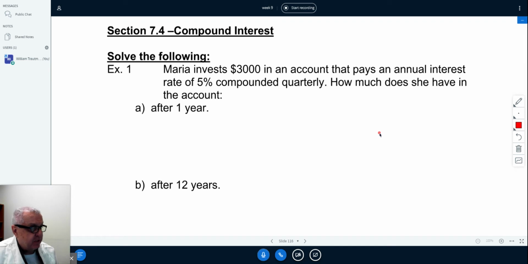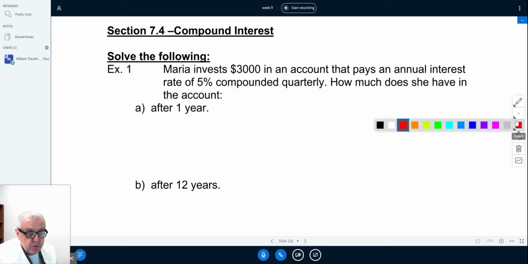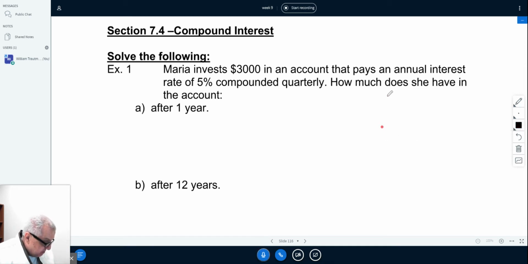Section 7.4, compound interest. I'm going to the mathematics of finance formula sheet I posted. There are a couple of formula sheets posted there for you. You can use whichever ones you want, but I would stick with one. I'm looking up the formula for compound interest, the future value at compound interest formula. Let me write down the formula.